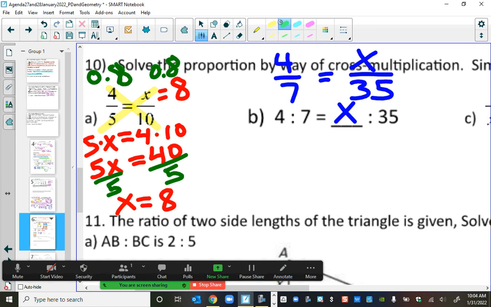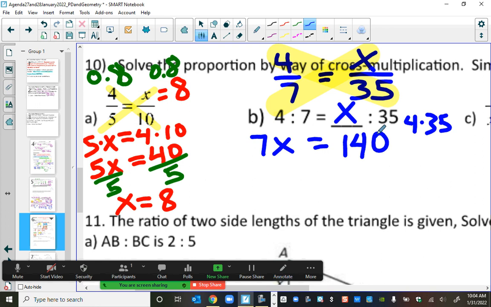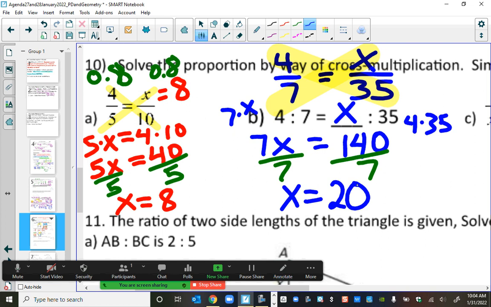Okay, so here. x times 7, or 7 times x, 7x, we agree, right? Equals. What did we get when we multiplied 4 times 35? 4 times 35 is 140. Okay, good. Then, what's our last step? We divide both sides by 7. So we have x is 20. Good. Questions?